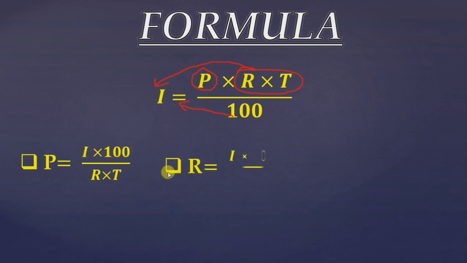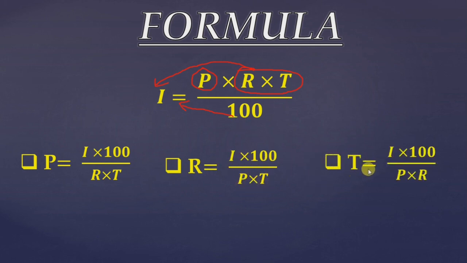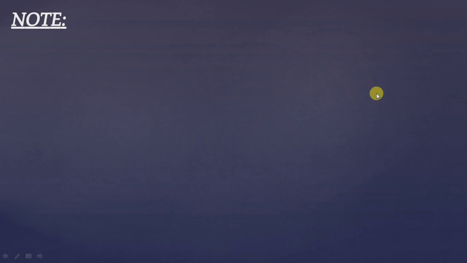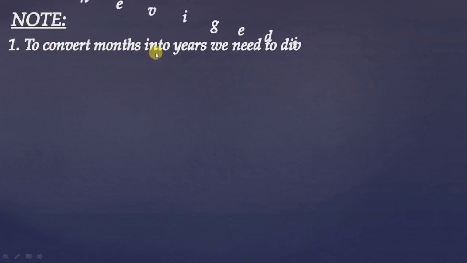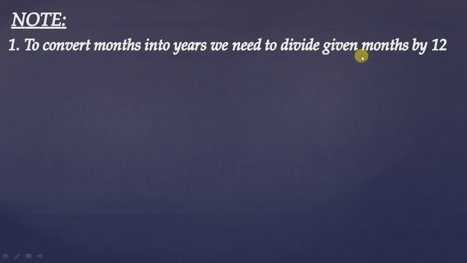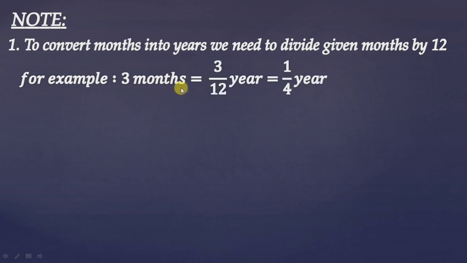Similarly, we can find R is equal to I into 100 divided by P into T, and T is equal to I into 100 divided by P into R. And the last, very important, is the amount. Amount is equal to principal plus interest. Note: to convert months into years, we have to divide the given months by 12. So sometimes your time period is given in months. If so, we need to divide the given months by 12. For example, 3 months is equal to 3 divided by 12. When I divide 3 by 12, it becomes 1 by 4 year.